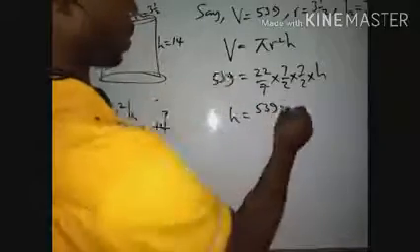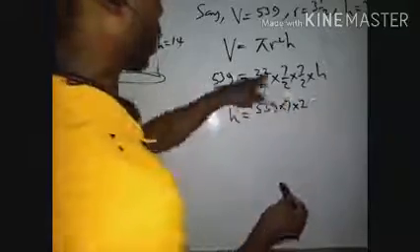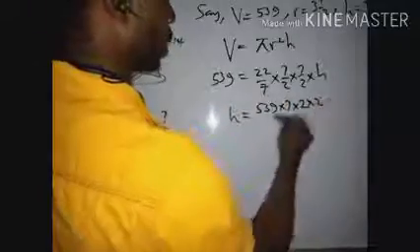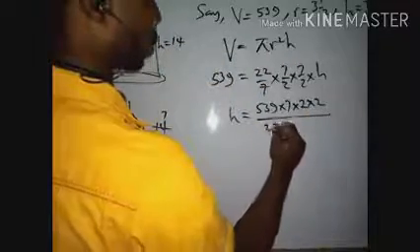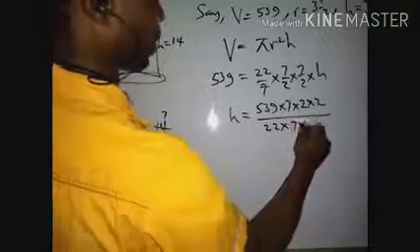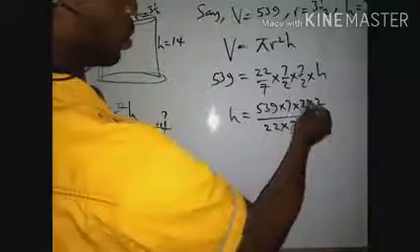This will come up times 7. This will come up 2 times 7 times 2. This will come up here 2 times 2. Then divided by all this will go down because I'm cross multiplying, and that will be 22 times 7 times 7. All right. So all you need to do is to cancel.